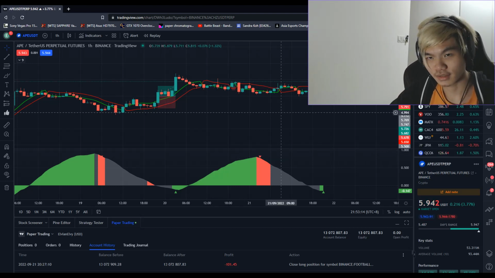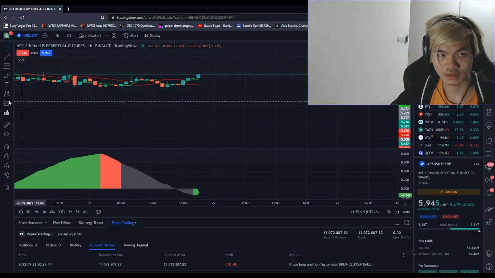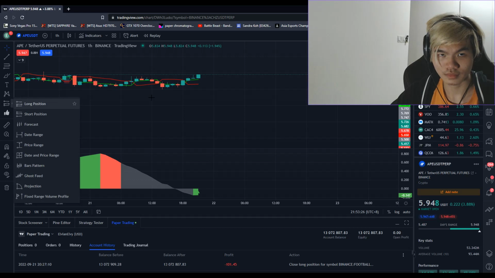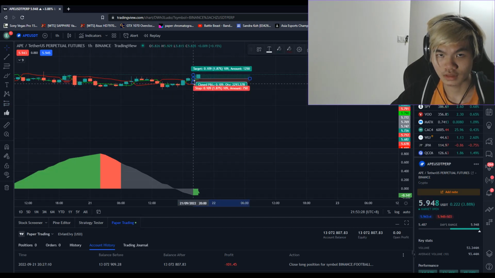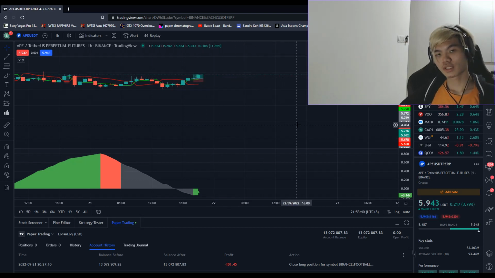Yeah, and just look at this. Right now we will have a SSL here green. We wouldn't have gone to this trade until this line here. Until this line, I mean. So we can just take a long here. Swing low and target for 1.15. Yeah, let's just do that. And TP.